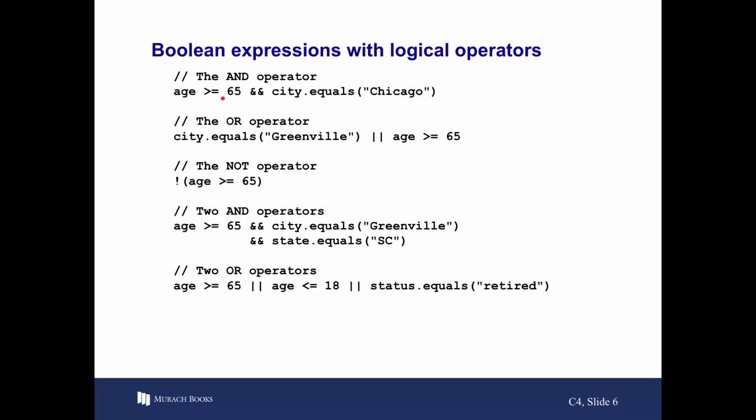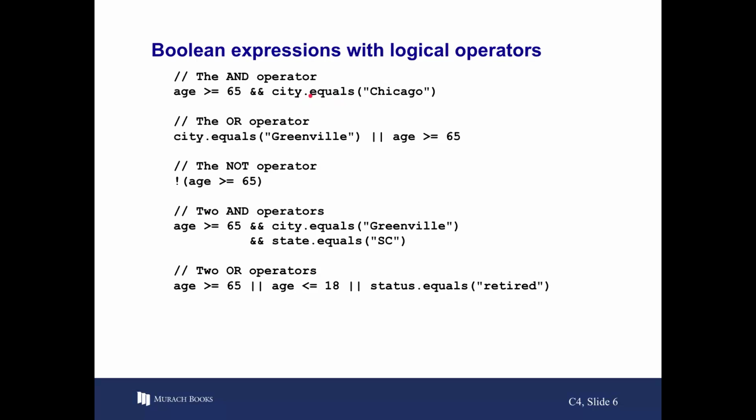Here's an example of the and operator. So I want age is greater than or equal to 65 and city.equals Chicago. In this case, city is a string value, and so we want to test to see if it equals Chicago. Remember that you can't use the double equal, the equality operator, on strings.